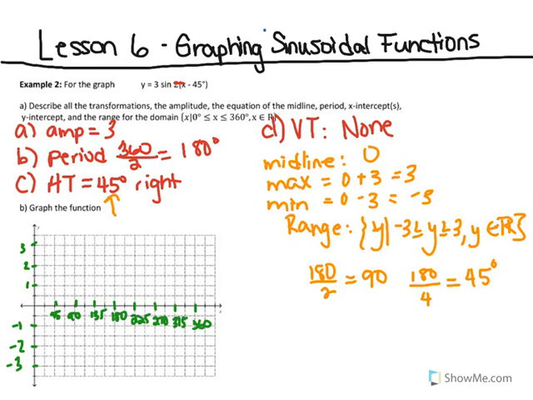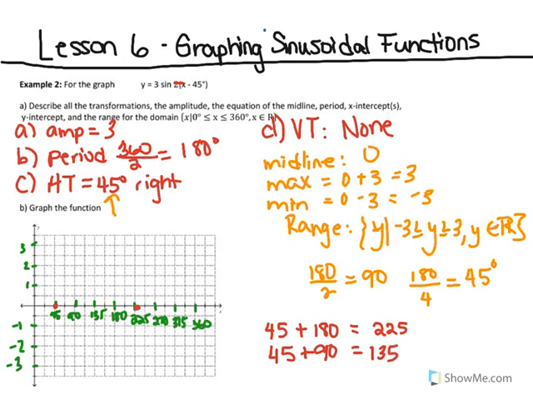Alright, this one is a little bit different because we have a horizontal translation. So because of that, our starting point is at 45 degrees. So if our period length is starting at 45 degrees, to go a full period would be 45 plus 180, which would be 225. So that means it's going to end at 225. Our halfway point is going to be 45 degrees plus 90, which is 135.